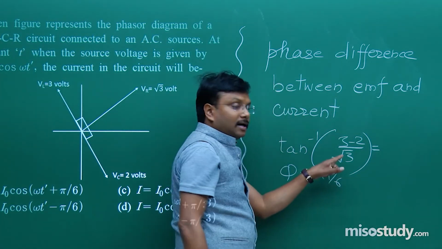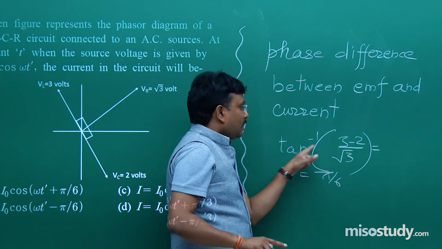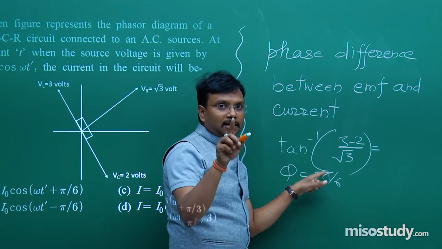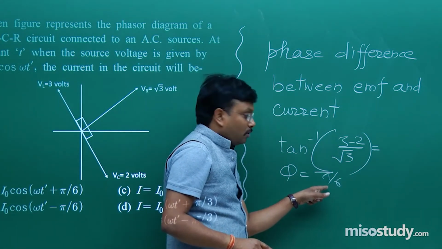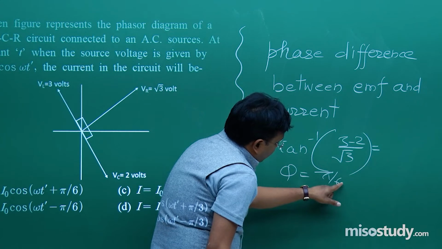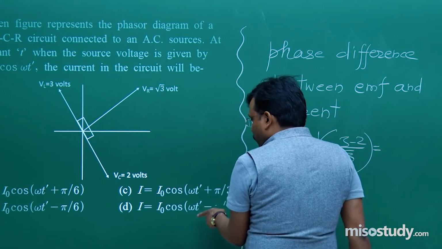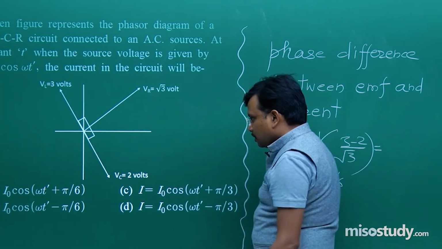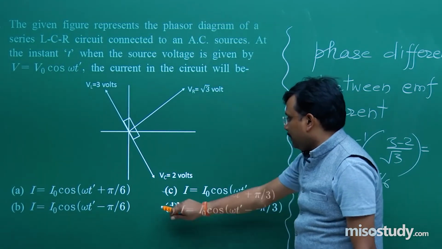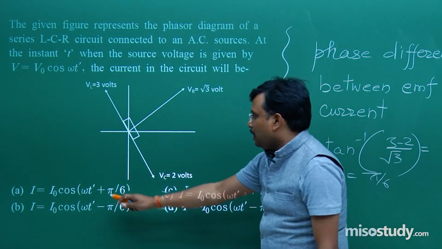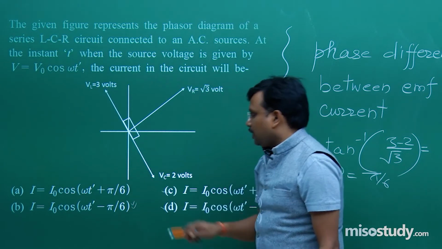I hope you understand this. 3 minus 2 is equal to 1, so 1 by root 3. Tan inverse 1 by root 3 means 30 degrees, so rather than writing 30 degrees, I am writing pi by 6. If phi is equal to pi by 6, then you can easily check which one is the correct option. So C is not applicable, D is not applicable, the minus sign should be fine. So B is the correct option.